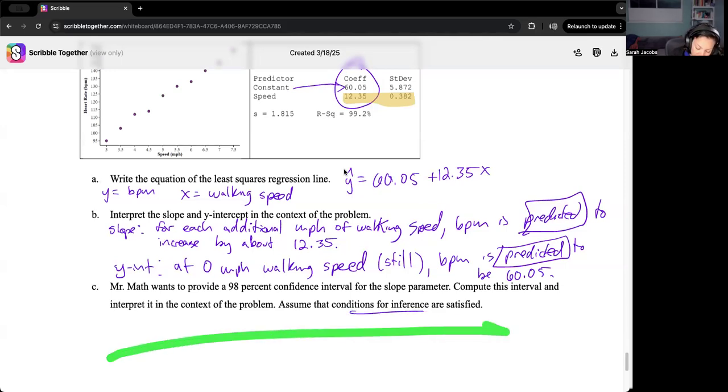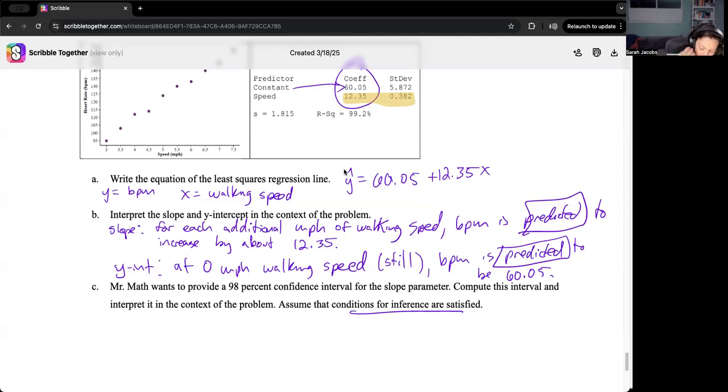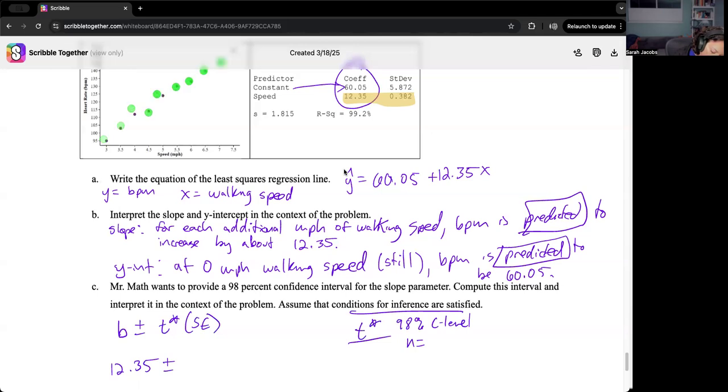Assume that conditions for inference are satisfied. That's great. I'm just going to go straight to the interval here. So, we need our slope plus or minus our t star times our standard error. Our slope is 12.35 plus or minus our t star. So t star, we've got 98% confident. And our sample size is 1, 2, 3, 4, 5, 6, 7, 8, 9, 10. So our n is 10. We're going to do inverse t.